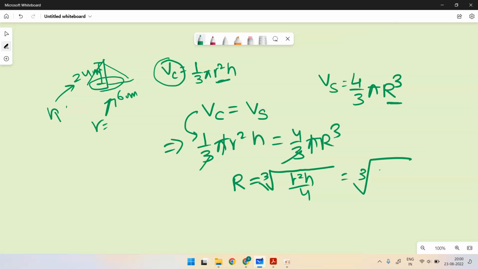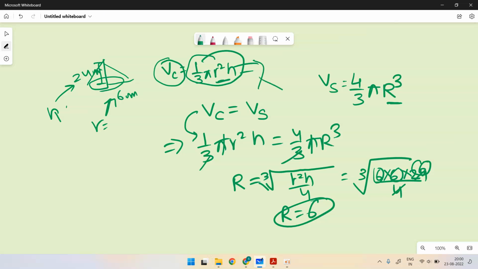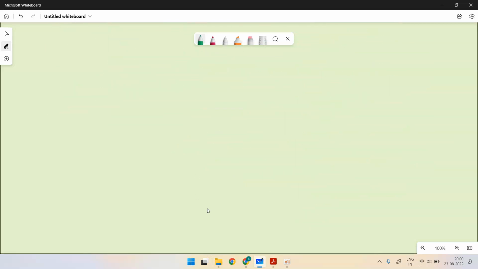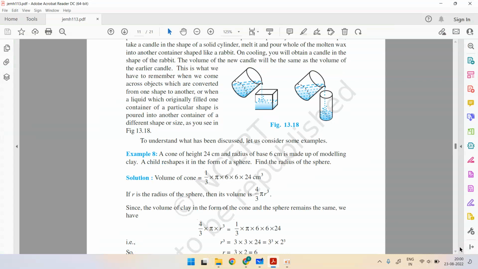What is r? r square is 6 into 6, h is 24 by 4. 4 sixes are 24, so 6 into 6 into 6, and this is cube root. The capital R is 6. See, so simple. If you had calculated the 1 by 3 pi r square h first, it would take more time to solve this question, and in the paper you know there is very less time to solve. Now the next example we will do as fast as we can.